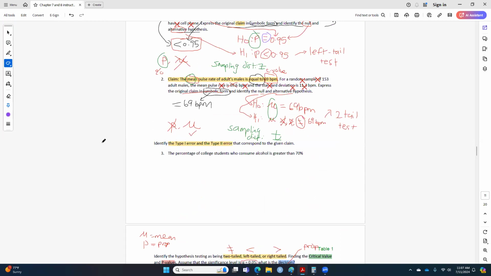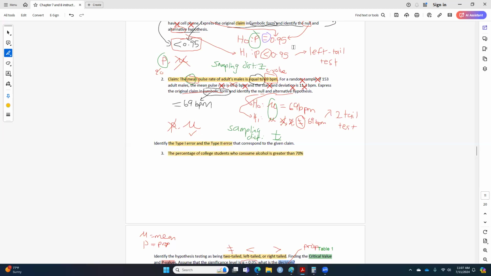Okay, so this question is giving us the task of finding type 1 and type 2 error given a claim. The percentage of college adults, I'm going to highlight this because this is your claim here. Always highlight, please. The claim here is the percentage of college students who consume alcohol is greater than 70%. So this is the claim given to us. You have to figure out what the type 1 and type 2 errors are.